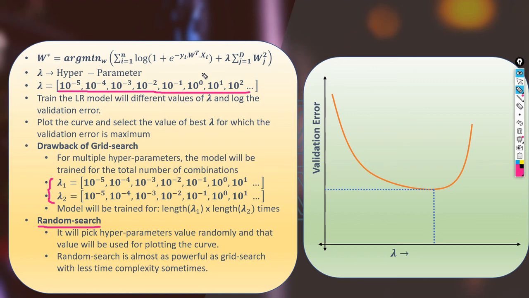promising results. So what we have learned in this video is what our hyperparameter is, that is lambda, and how we can get the perfect lambda value to best fit our logistic regression model, either using grid search or random search. So this is the end of the video.